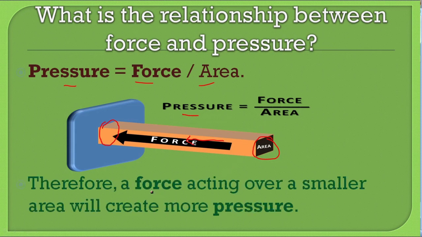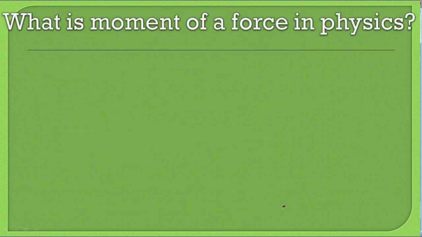Here you can see the force acting over a smaller area. A smaller area will have more pressure. You can try with your pencil. If you put the sharpened end on your palm, it will have more pressure. But if you put the eraser end, it will have less pressure. Why? Because the smaller area will have more pressure and the larger area will have lesser pressure.